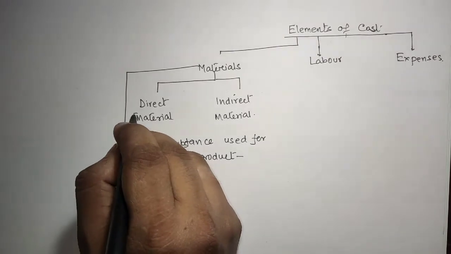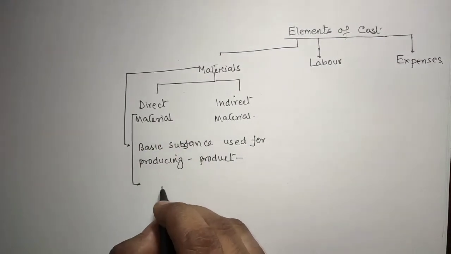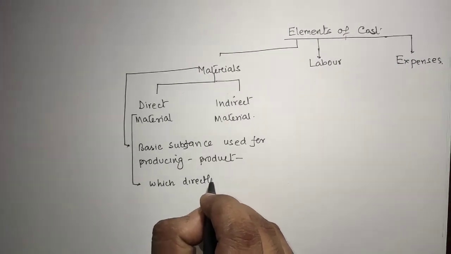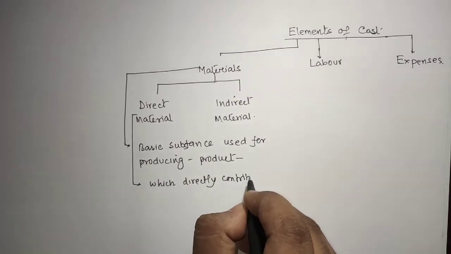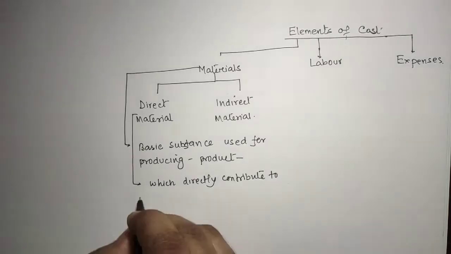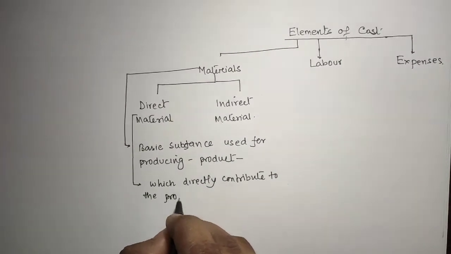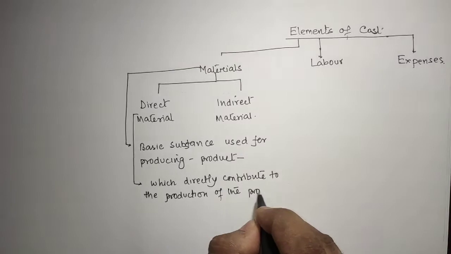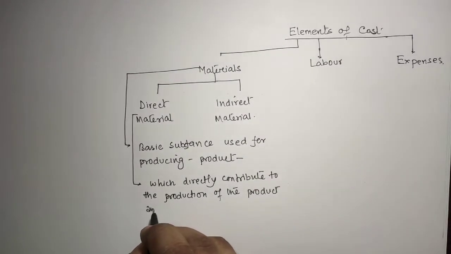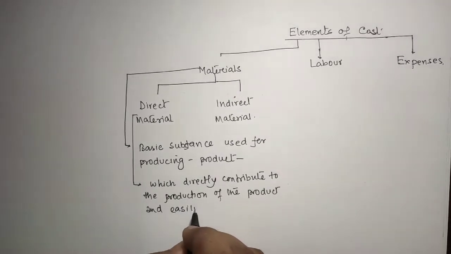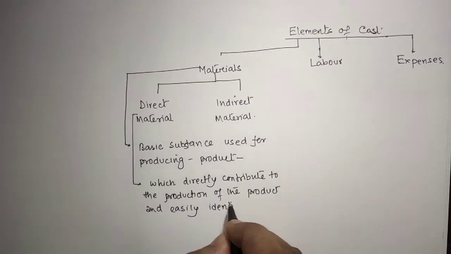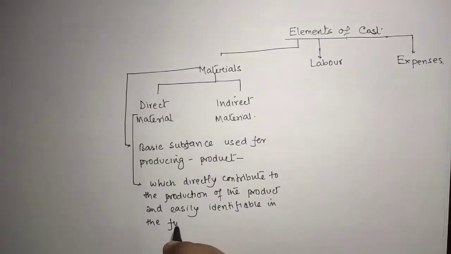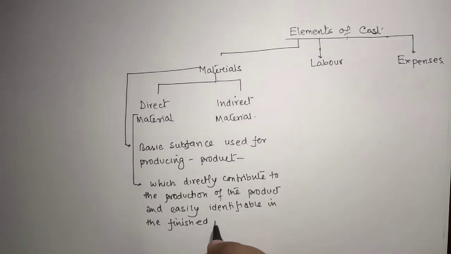Now what is direct material? Direct materials are the materials which directly contribute to the production of the product and are easily identifiable in the finished products.